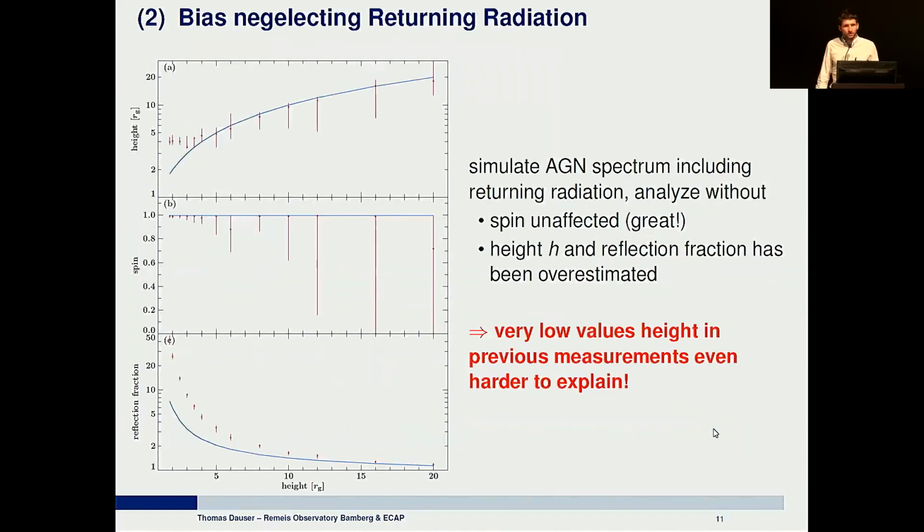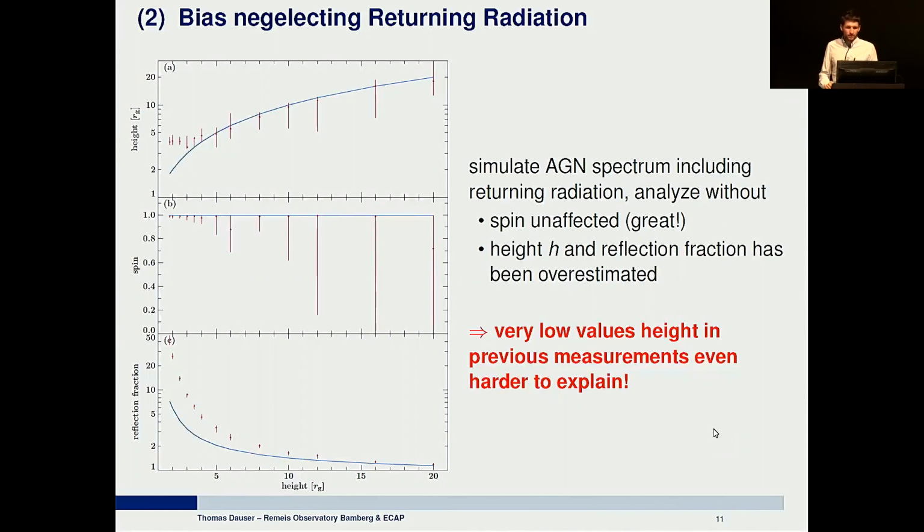Yes, and as a second conclusion, I want to briefly show, we did a study in this publication to simulate the bias that we had in the parameters by neglecting returning radiation before. So we simulated a HEN spectrum, including returning radiation, and analyzed it without it, as we did before. The blue lines in this plot show the values we put in, and the red ones are the ones we recovered from the simulation.